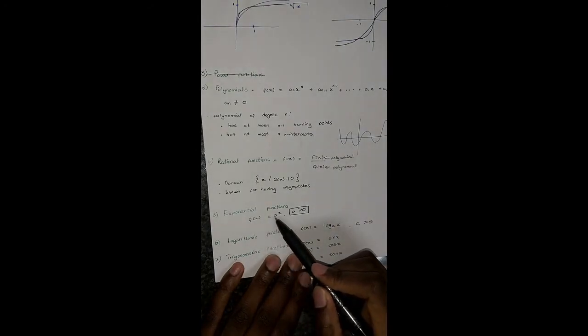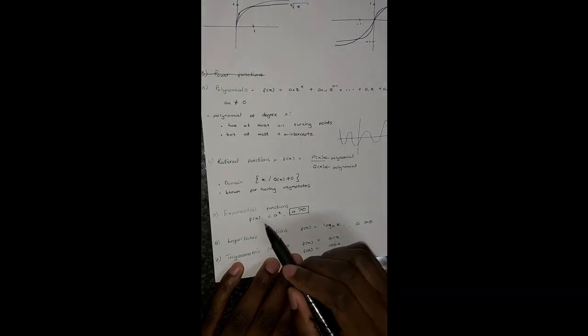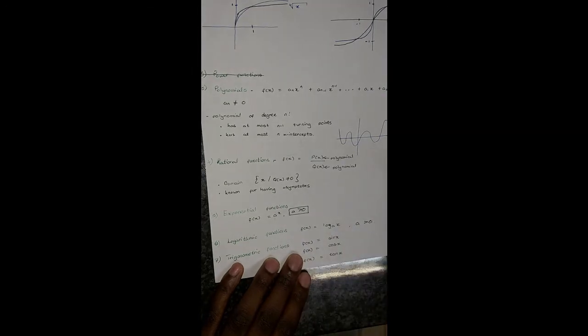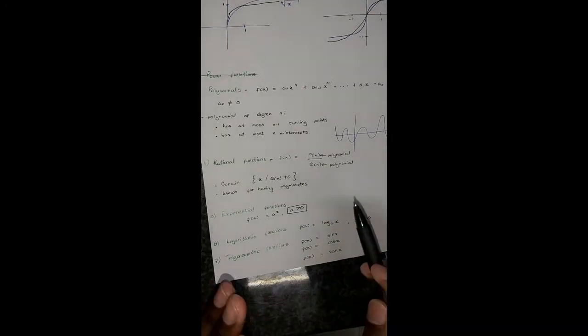An exponential function is just a function where you have a number to the power of x, where that number is greater than 0. Please go and look at how they're plotted, because there are differences. When your a is between 0 and 1, the graph will be of a different shape. And when your a is greater than 1, it will also be of a different shape. So please do know how to distinguish them.